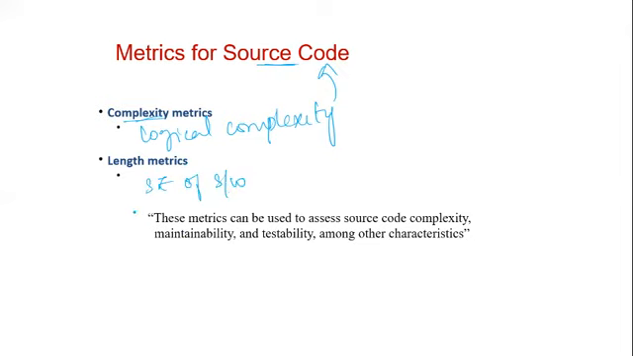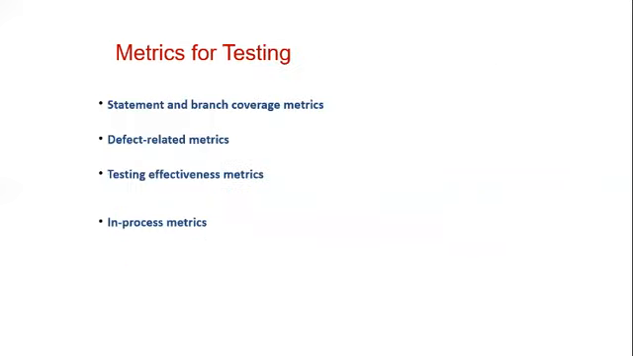Now, these metrics can be used to assess the source code complexity, maintainability, testability. So these characteristics can be used for identifying these three things: source code complexity, maintainability, testability, among your other characteristics. So within all these different characteristics, you can identify these three also. So these are your metrics for source code. Now all these metrics are important. Then comes the metrics for testing.